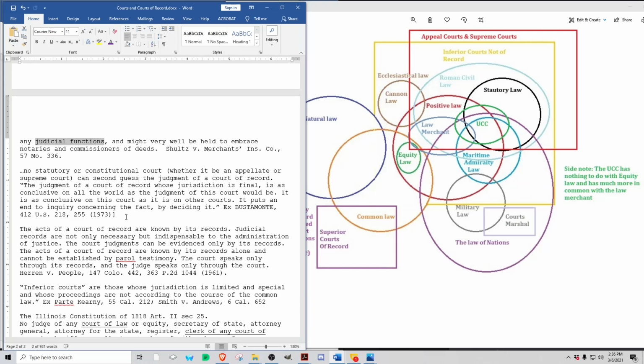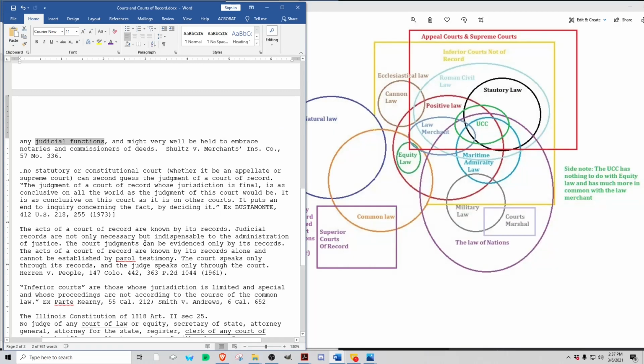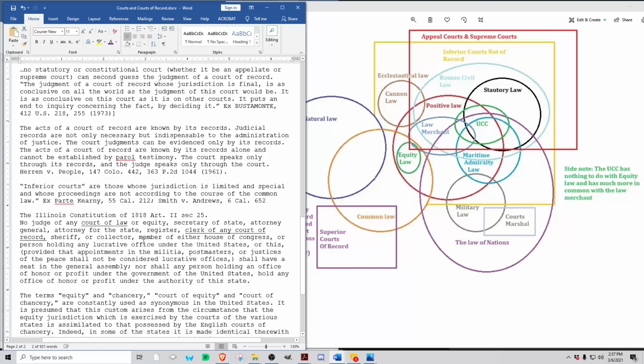Because why? Because of what I read before in the federal Constitution, where it states that no matters decided by a court of record can be overturned except by what? The common law. So the acts of a court of record are known by its records. Judicial records are not only necessary but indispensable to the administration of justice. The court judgments can be evidenced only by its records. The acts of a court of record are known by its records alone and cannot be established by parole testimony. The court speaks only through its records, and the judge speaks only through the court.